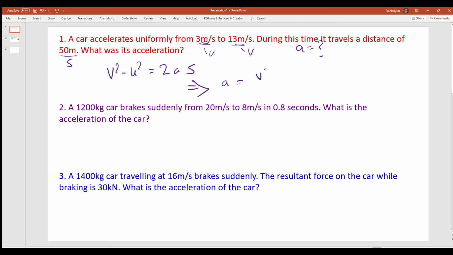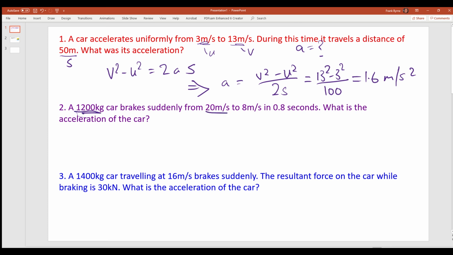So it becomes v squared minus u squared over 2s, which becomes 13 squared minus 3 squared. That's 169 minus 9, 160, divided by 2s, s is 100 (so 200 in the denominator... 160 divided by 100), which is 1.6 meters per second squared.